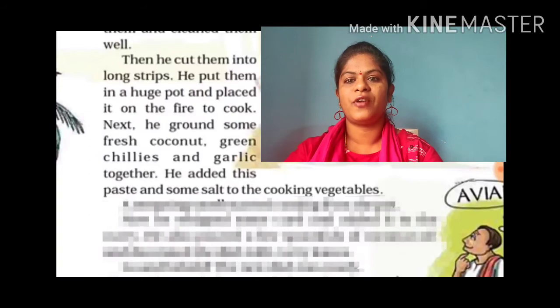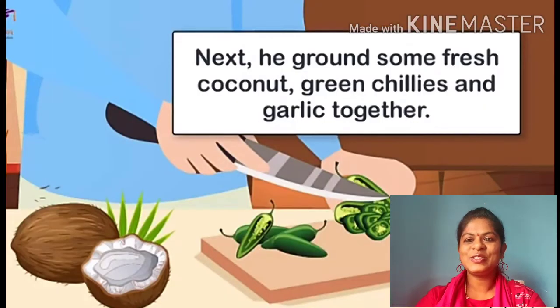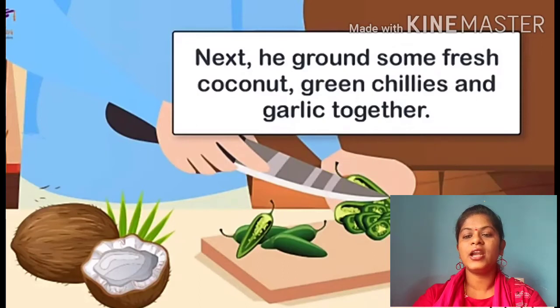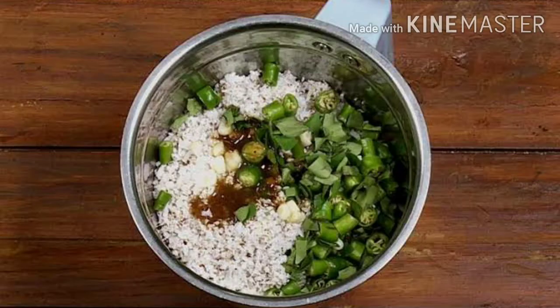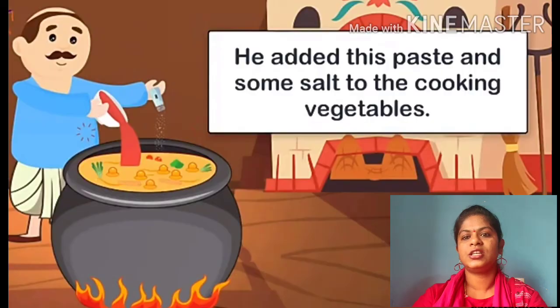Next, he ground some fresh coconut, green chilies and garlic together. He added this paste and some salt to the cooking vegetables. So, this was all about his preparations. Here, ground means to grind. The cook grinds the right proportion of fresh coconut, green chilies, garlic and salt, makes a fine paste of it and puts it into the cooking veggies.